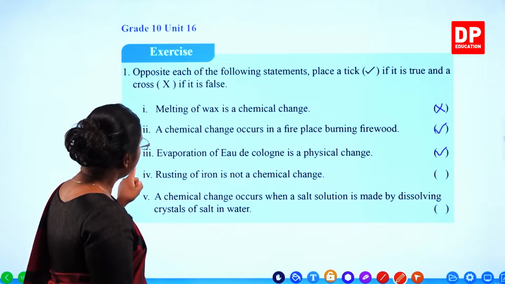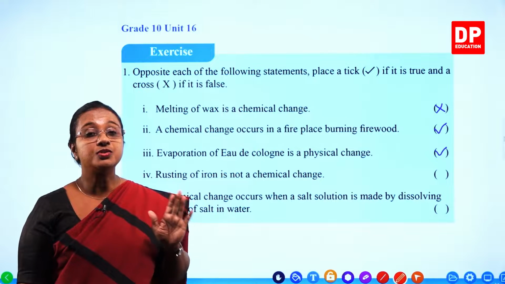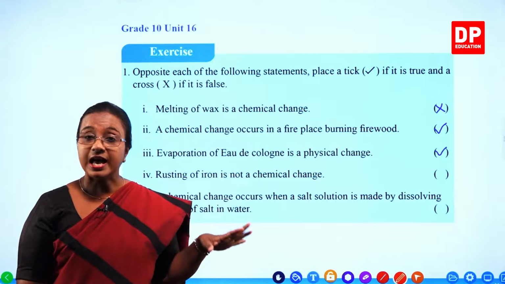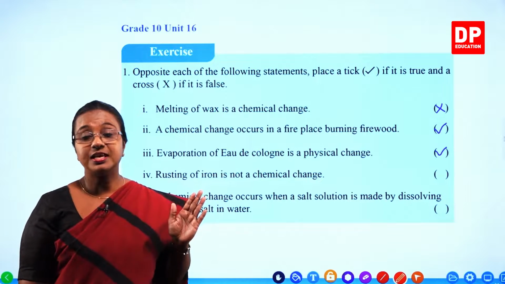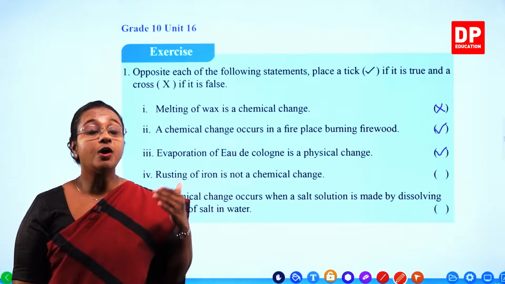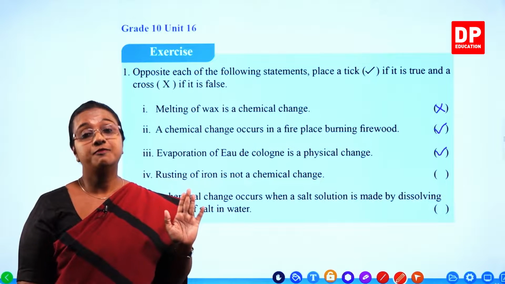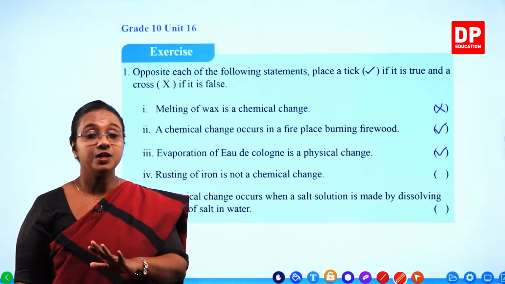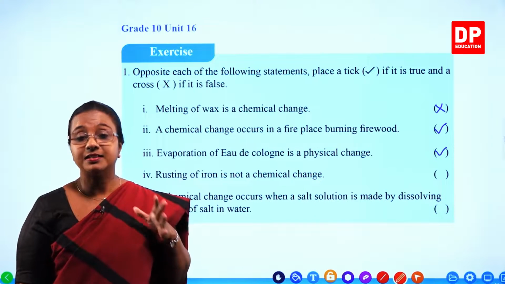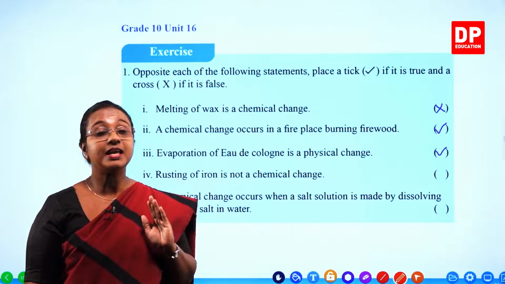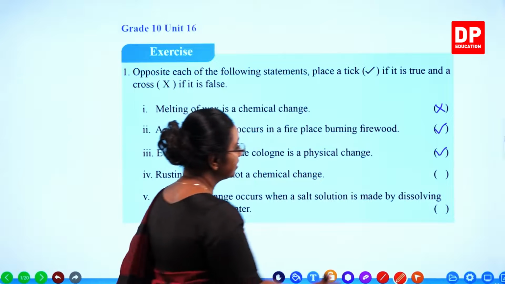Then the fourth one, rusting of iron is not a chemical change. That is also incorrect. Why? When you say iron, it is the pure metal, iron Fe, and when it undergoes rusting, it actually reacts with water or moisture as well as oxygen in air and the rust is formed. That is an oxide of iron. So the reactant is iron, water and oxygen and there is the product, that is the rust. So that is a chemical change. So rusting of iron is not a chemical change, it's a false statement.